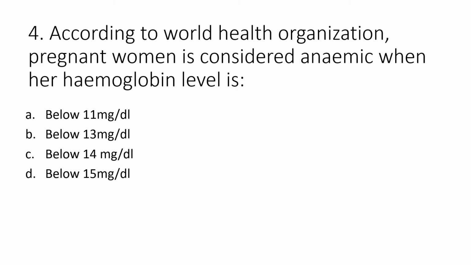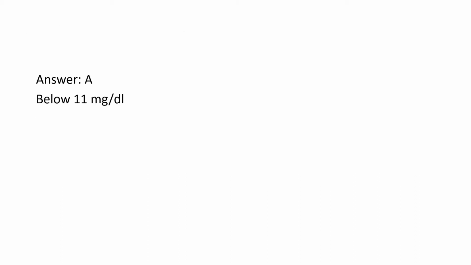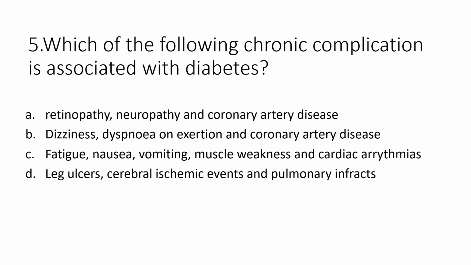Question number 4. According to the World Health Organization, a pregnant woman is considered anemic when her hemoglobin level is option A, below 11 mg per deciliter; option B, below 13 mg per deciliter; option C, below 14 mg per deciliter; and option D, below 15 mg per deciliter. I hope everybody has got the correct answer, and the correct answer is option A, that is below 11 mg per deciliter.